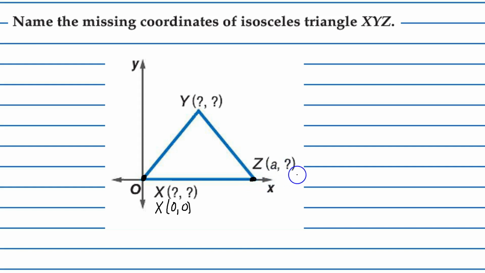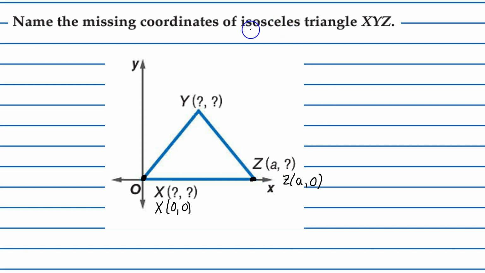But then it says our next point is a question mark. Well, that's talking about the y-axis. It's not going up and it's not going down. So we know that z is a, 0 because it didn't go anywhere.